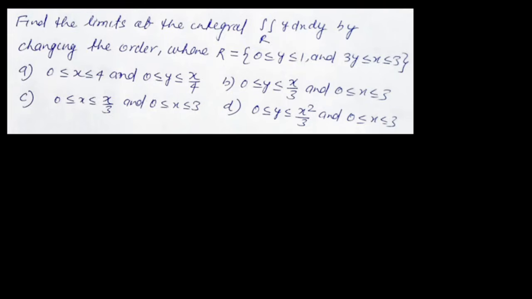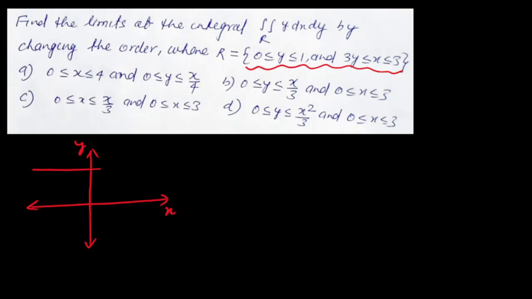So the next question: find the limit of the integral by changing the order, where R is given to be this. As I have discussed in my previous videos on change of order, when you are changing the order, first of all you should be able to draw the region correctly. So here y varies from 0 to 1. So this is the x-axis, this is the y-axis. y is equal to 0 means the x-axis, y is equal to 1 means a line parallel to the x-axis, right? So this is the line y is equal to 1.